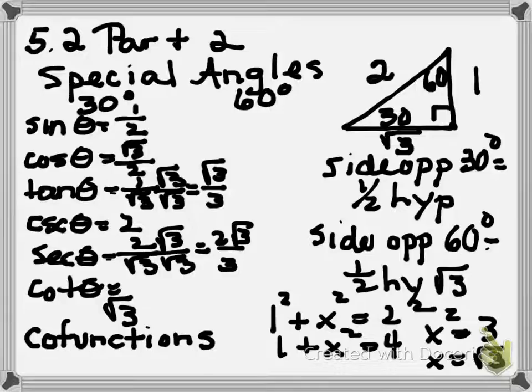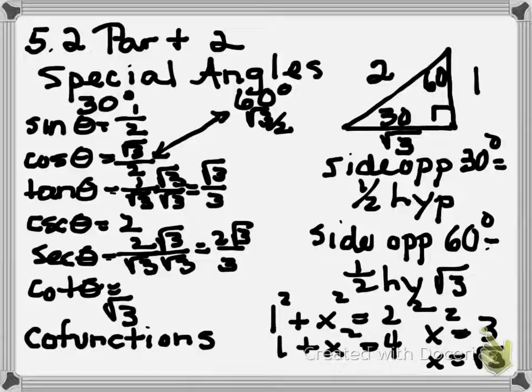So we have the sine of 60 degrees. Opposite 60 is the square root of 3. The hypotenuse is 2. So we're getting the square root of 3 over 2. You'll notice that the cosine of 30 and the sine of 60 are cofunctions of each other. The angles add up to 90 degrees. So the cosine of 30 equals the sine of 60.